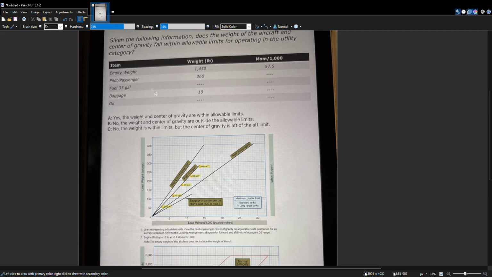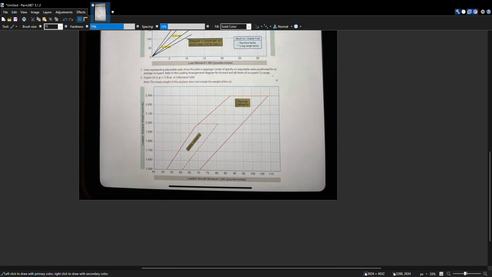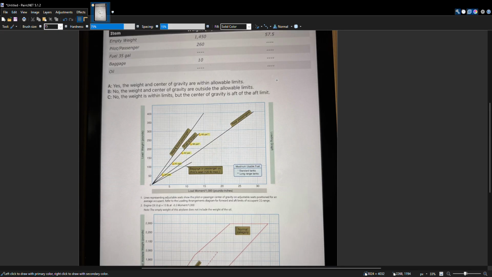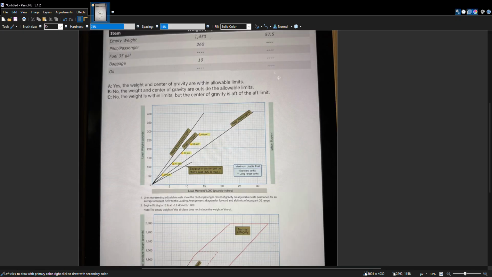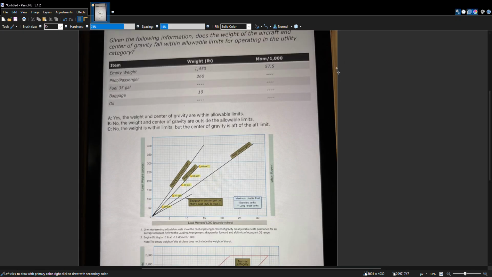But okay, so empty weight, 1450. Okay, good. And then we have the moment is 57.5. I hate the over 1000 over that. If you hate it too, then I'm not sure if for this one you really need to. Oh, does it still? Okay, well, never mind. Sorry, my bad. Just keep it like that, I guess. I was gonna say change it, but don't.